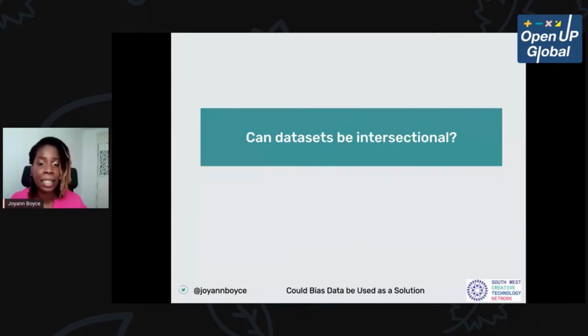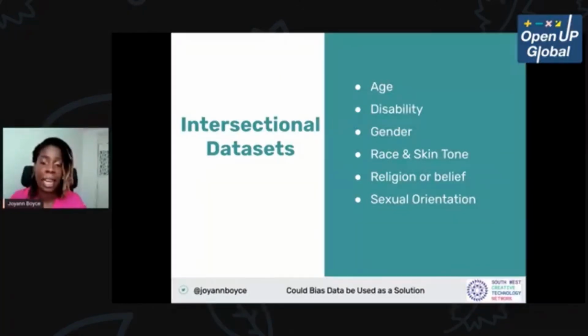So how does that look in data? What does intersectional data look like? And can it even be created? Here in the UK, when we speak about marginalized communities, a lot of those characteristics are protected characteristics, which means by law, you're not allowed to discriminate against them, be it someone's age, disability, gender, race or skin tone, belief, or sexual orientation.